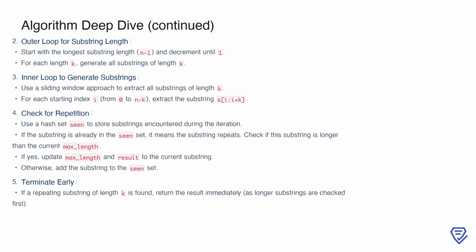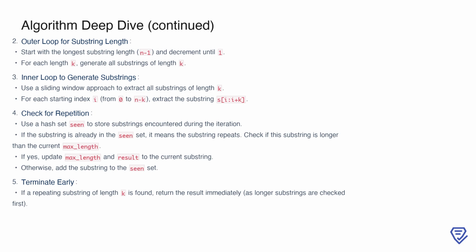Next, we need a systematic way to generate and check substrings. We begin with an outer loop that starts at the longest substring length, which is n-1, and decreases down to 1. For each substring length k, we generate all possible substrings of length k. This is done using a sliding window approach, where we slide a window of size k across the string to extract substrings. For each starting index i from 0 to n-k, we extract the substring s[i:i+k].